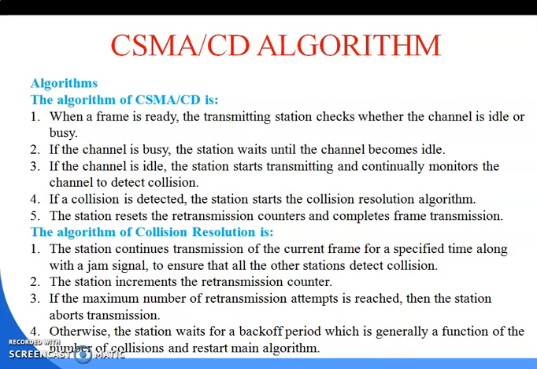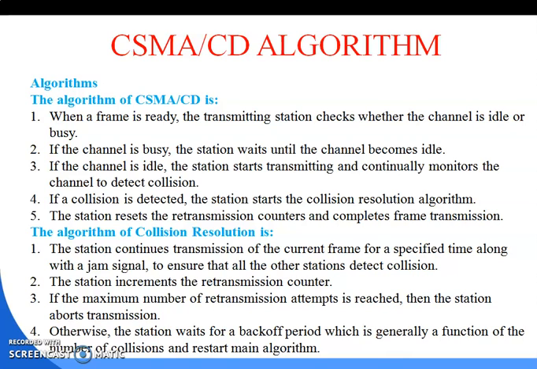First, the station continues transmission of the current frame for a specified time along with a jam signal to ensure that all other stations detect the collision. Next, the station increments the retransmission counter.